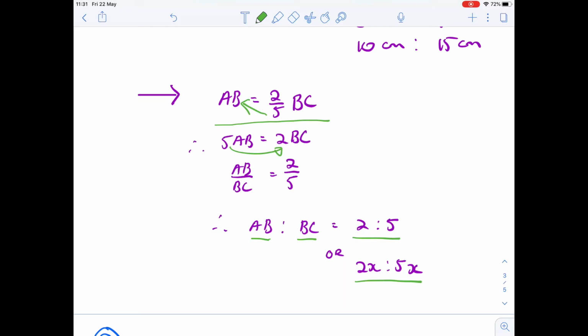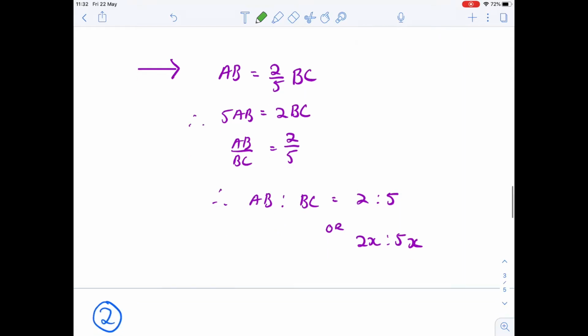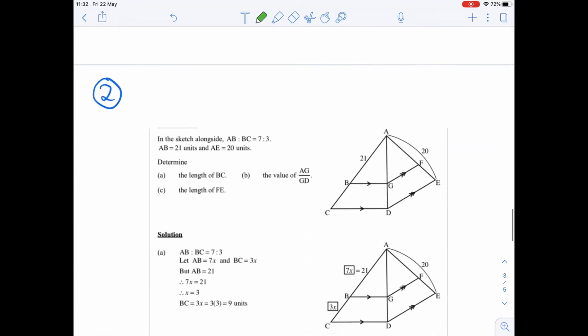and therefore as a ratio, AB is to BC is the same as 2 is to 5, or 2x is to 5x. We could obviously have just switched this around here and gone BC divided by AB is equal to 5 over 2. It doesn't matter as long as you see that this information given to you is in fact a ratio which can be rewritten in this form here. That just helps us when we get given examples now, because the form that we're given it is not always the form that we want to work with. Okay, let's look at an example now.